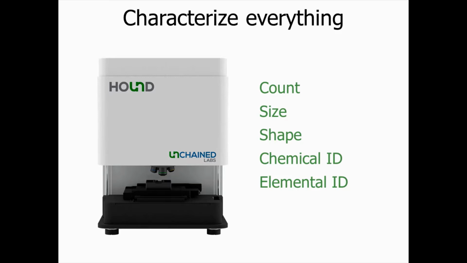This is Hound, the one instrument to cover every particle analysis need of the drug product life cycle. It is the only particle analyzing instrument that can characterize particles by count, size, and shape, while it is also able to perform chemical and elemental identification on the same platform. Hound is also 21 CFR Part 11 compliant, making it a fitting instrument for regulated labs as well.